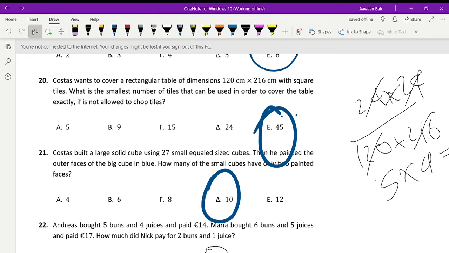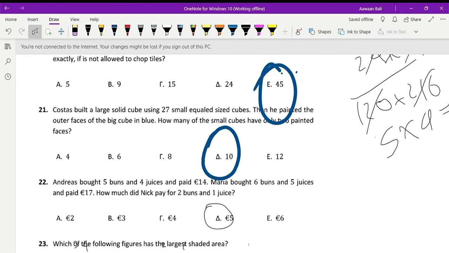Oh wait, sorry. Before we go on to question number 21, another reason why we had to get the biggest factor is because it says the smallest number of tiles we need. So when you want the smallest number of tiles, you have to get bigger dimensions. Anyways, question number 21. Costas built a large solid cube using 27 small equal-sized cubes. Then he painted the outer faces of the big cube in blue. How many of the small cubes have only 2 painted faces?